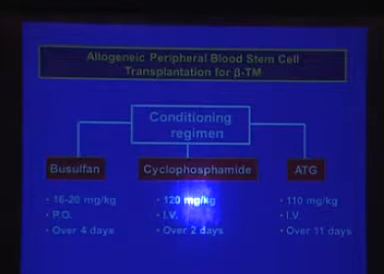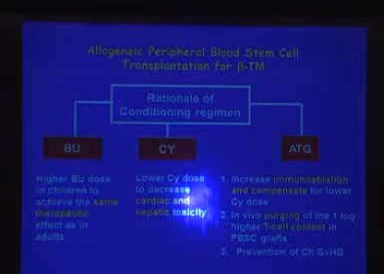This is our main conditioning regimen. We are using Busulfan 16 to 20 milligrams per kilogram body weight orally over 4 days, then short course cyclophosphamide 120 milligrams per kilogram body weight over 2 days, and then ATG 110 milligrams per kilogram over 11 days. The rationale behind this regimen is that we are giving a higher Busulfan dose for children under the age of 6 to meet the same pharmacokinetics as in the older age.